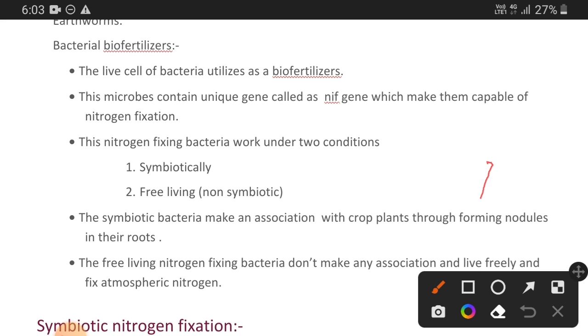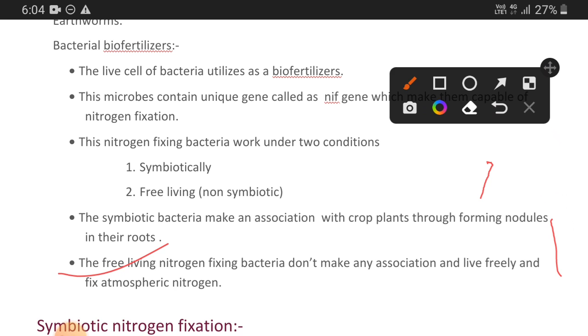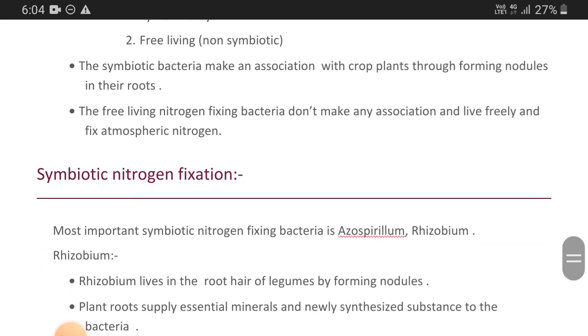So what are symbiotic nitrogen fixing bacteria? Symbiotic nitrogen fixing bacteria live in association with crop plants in their root hair, in the form of nodules. In the case of free living nitrogen fixing bacteria, they do not make any association and live freely, and are generally involved in fixing atmospheric nitrogen.